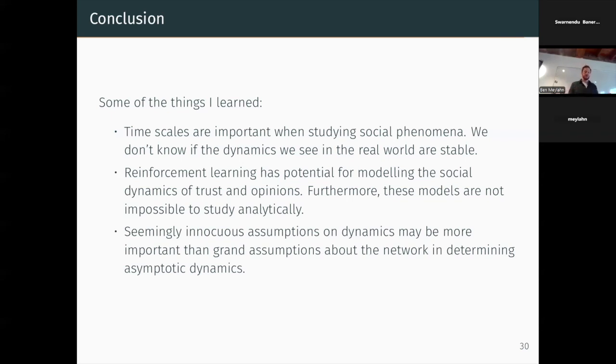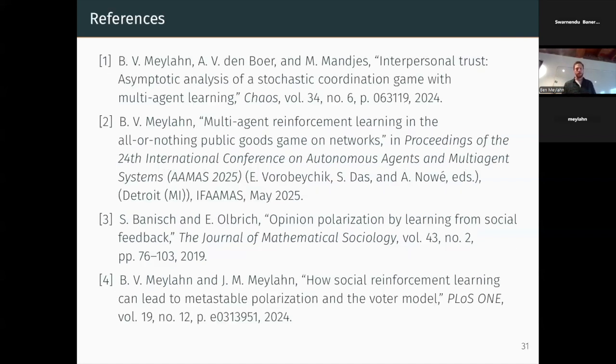And seemingly innocuous assumptions on the dynamics may be more important than grand assumptions about the network. So that's lots of big words, but in that Banisch and Olbrich paper, a lot of effort was put into discussing the effect of the network. But the decision to make the interaction asymmetric was, I think, glossed over a little bit maybe. And this assumption is quite important for the dynamics. I mean, ergodic dynamics versus non-ergodic dynamics with absorbing states is quite a big difference. And so I think this is just a lesson in digging deeply about our assumptions and making sure that what we say is important is really as important. I don't mean that the network is less important, just that some other things might be similarly important. And some references. Thank you very much.